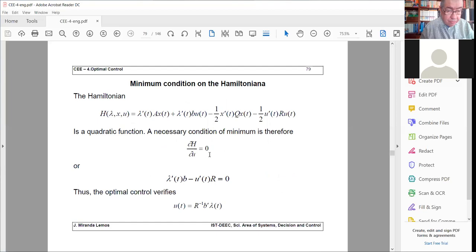Well, this term does not depend on u, so it vanishes when you compute the partial derivatives with respect to u. This term is linear in u, so the derivative is just lambda transpose B. This term does not depend on u, so the derivative is zero, and this term is quadratic in u. So you have minus 1/2 multiplying 2 u transpose R, and the 1/2 cancels with the 2, so you get just minus u transpose R. And you equate this to zero to have the stationarity condition. Now, if you transpose, this is a linear equation in u. If you transpose everything and take into consideration that R is symmetric, then you can solve this equation for u very easily. And the optimal control is the inverse of matrix R times B transpose times lambda.